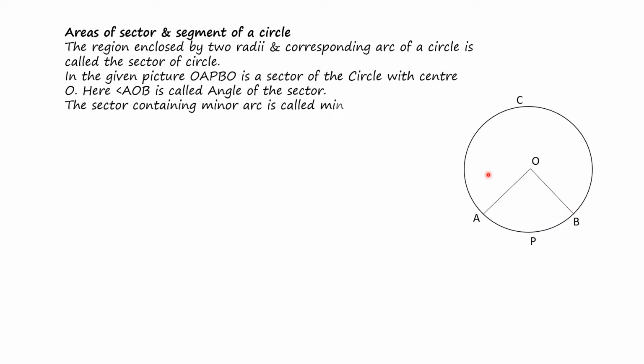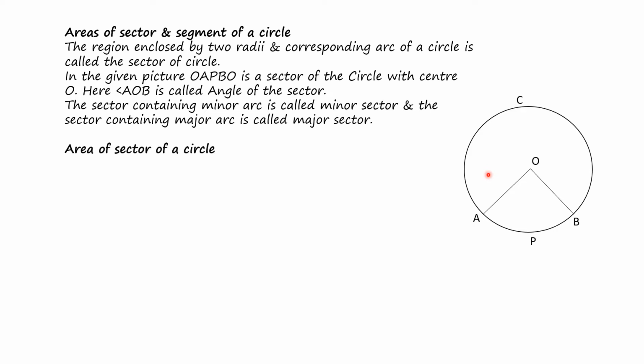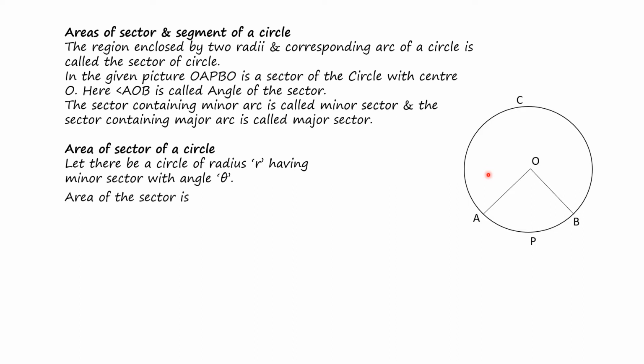The sector containing the minor arc is called the minor sector and the sector containing the major arc is called the major sector. Now, how to find the area of the sector? Let there be a circle of radius r having a minor sector with angle theta. So the area of the sector is given by theta by 360 degree into pi r square. That means theta by 360 into the total area of the circle.